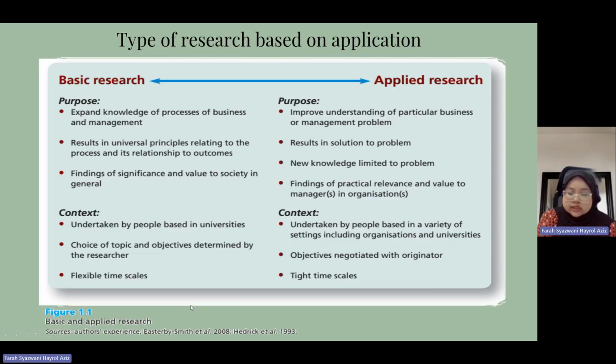And now I will be talking about types of research based on application. There are 2 types of research, okay? Basic research and applied research. For basic research, the purpose is for you to expand knowledge of processes of business and management. It will result in universal principles relating to the process and its relationship to outcomes. By finding significance and value to society in general, you'll be doing something beneficial in basic research.